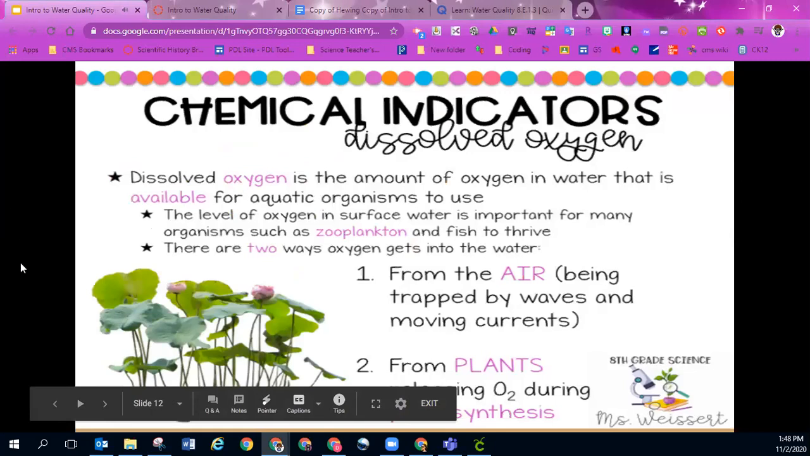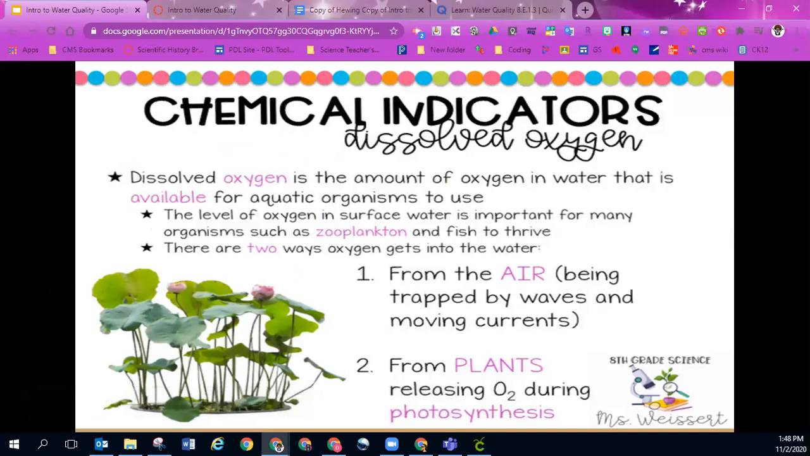All right, so next we have our dissolved oxygen. With our dissolved oxygen, we have two different ways that this oxygen is going to get into our water. One is from air itself being trapped by waves and moving currents. We talked about that last week. But then we also have plants under the water that release oxygen during photosynthesis.